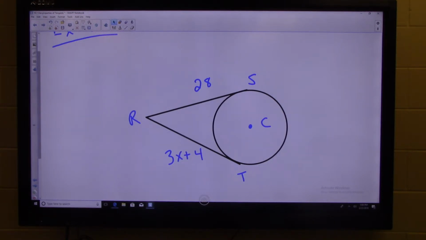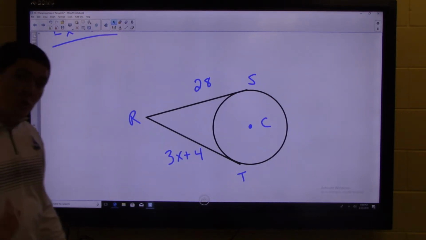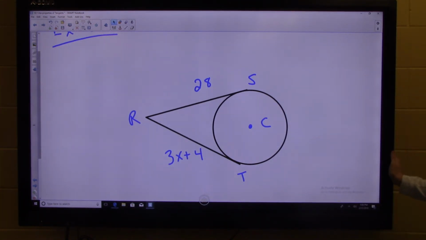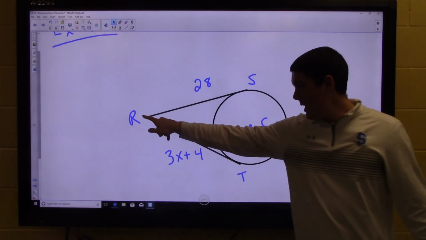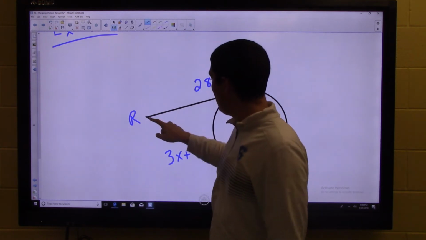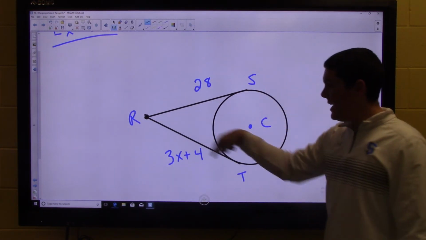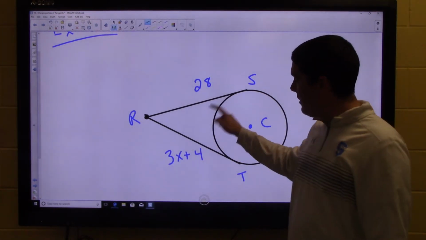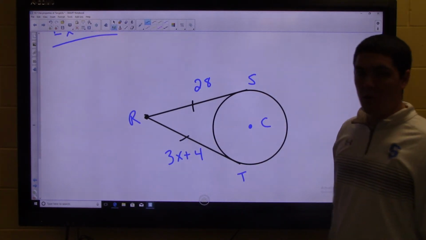All right. So this one's very easy, guys, as long as you use the theorem that we just talked about. This is the last theorem here, which was this. We have a common external point right here. And we drew tangents from that common external point. So if that's the case, those two have to be congruent.